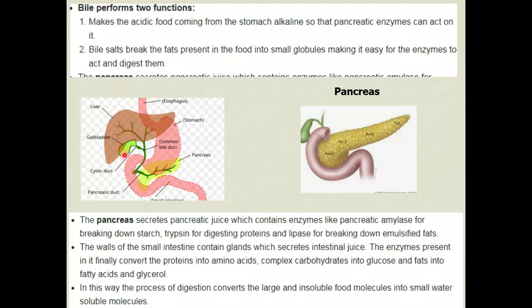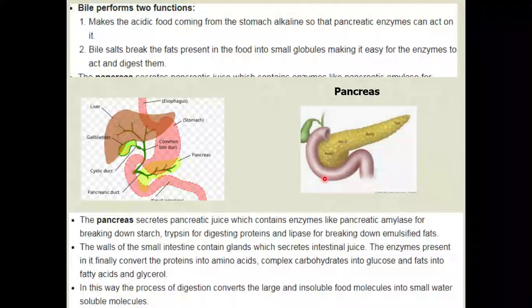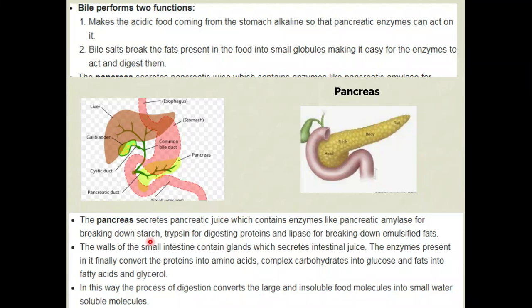So one more function is that we consume a lot of oily foods, right? That oily food will be broken down. So we have one more structure called the pancreas, which is seen just below the stomach. So the pancreas will secrete the pancreatic juice, that is three types of juices. One is pancreatic amylase, and trypsin, and lipase.